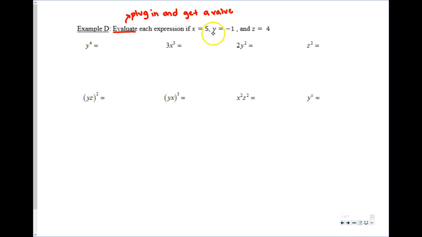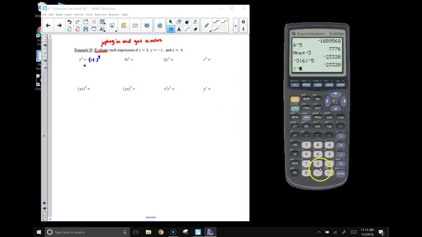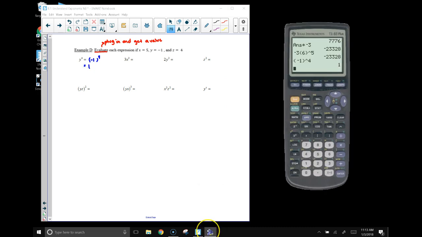So y is equal to -1. I can see that right here. There's y, -1. So when I rewrite this expression, and remember, when you plug something in, you should always use parentheses, especially if it's a negative number. So I've got -1 to the 4th power. Okay? And then I'm going to use my calculator just to be safe. I've got -1 to the 4th power, and when I plug that in, I get +1. Which kind of makes sense because -1 times -1 times -1 times -1 just gives me 1. Okay, I've got 4 negatives give me a positive number.